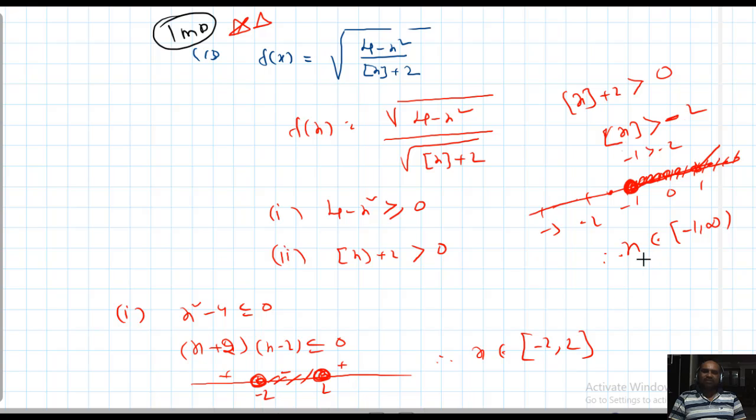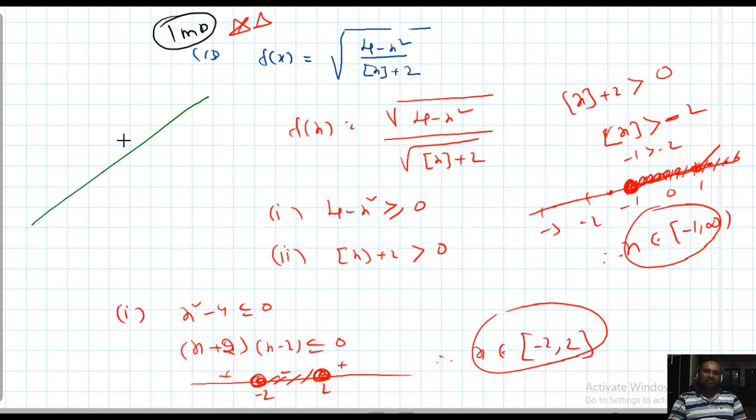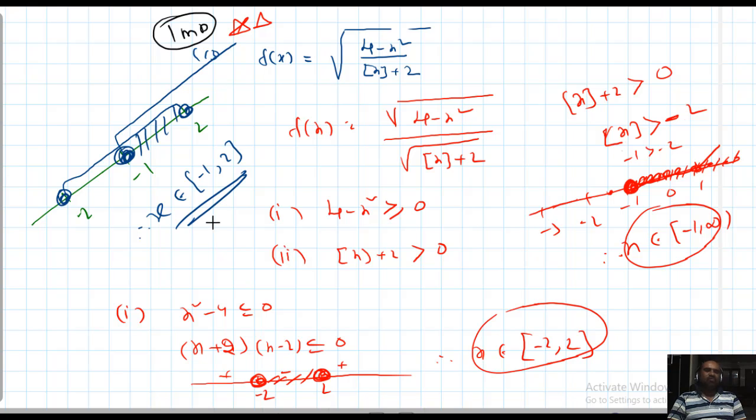Now I want to find the intersection of these two. Observe here, minus 2 to 2, and the other one, minus 1 to infinity. Minus 2 and 2 are included in between these two. The common area is this. Therefore, x belongs to minus 1 to 2 closed. This is the domain of the problem.